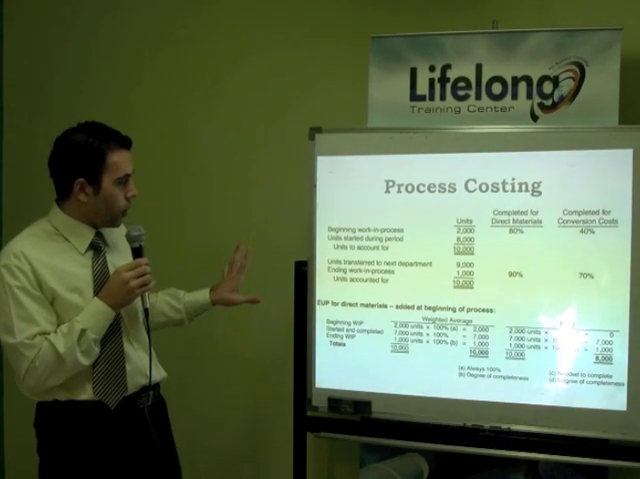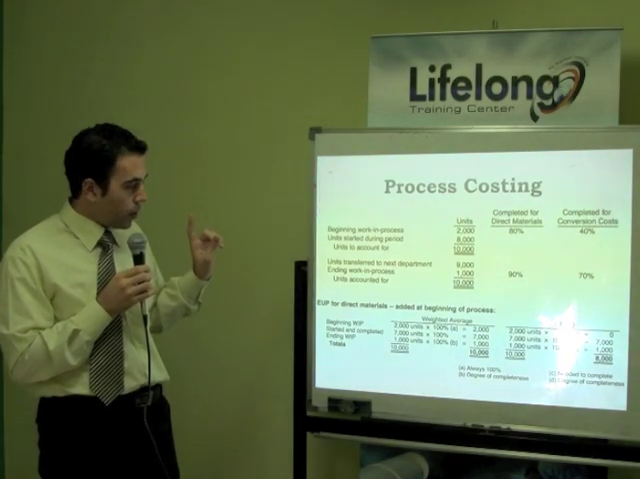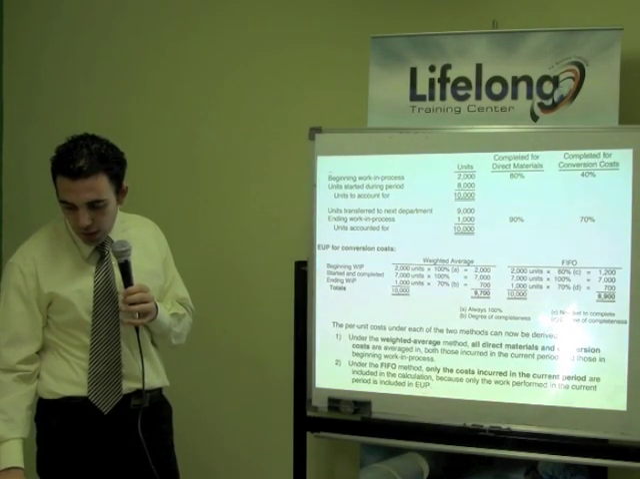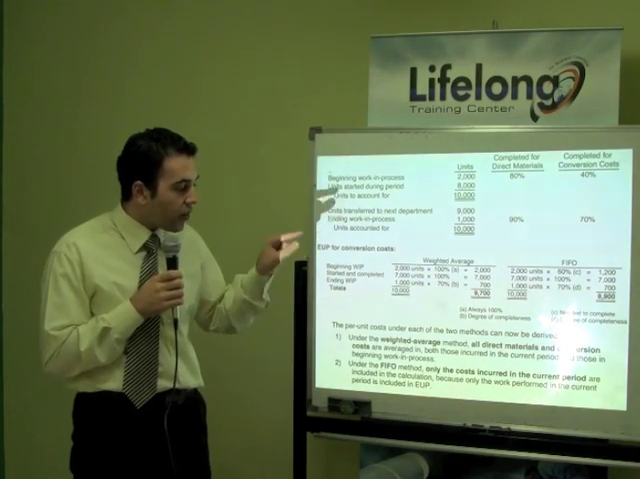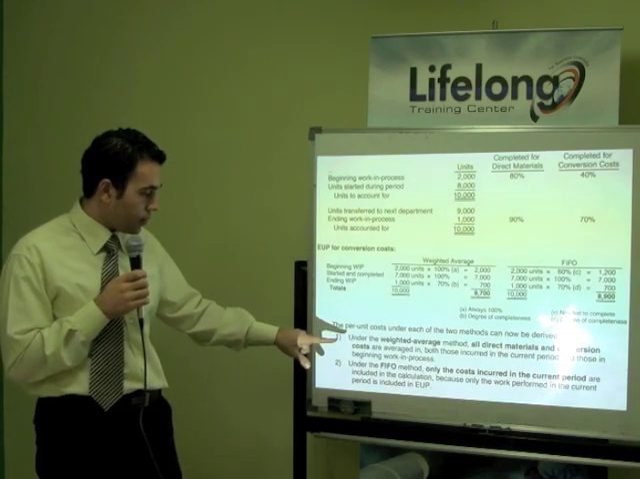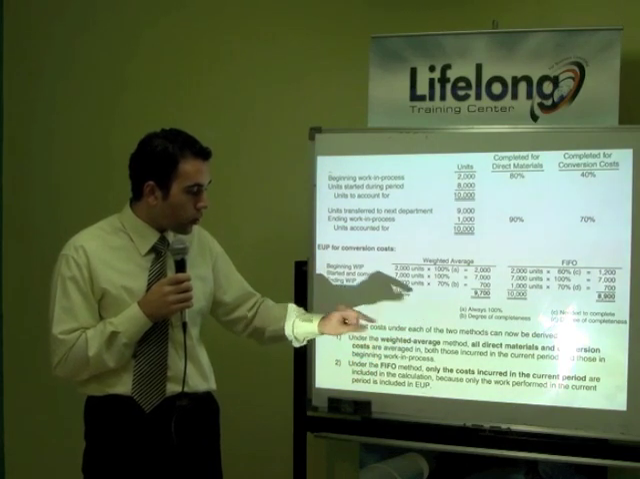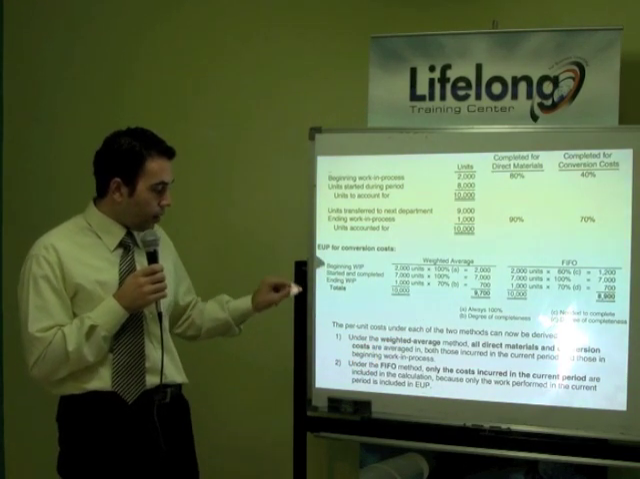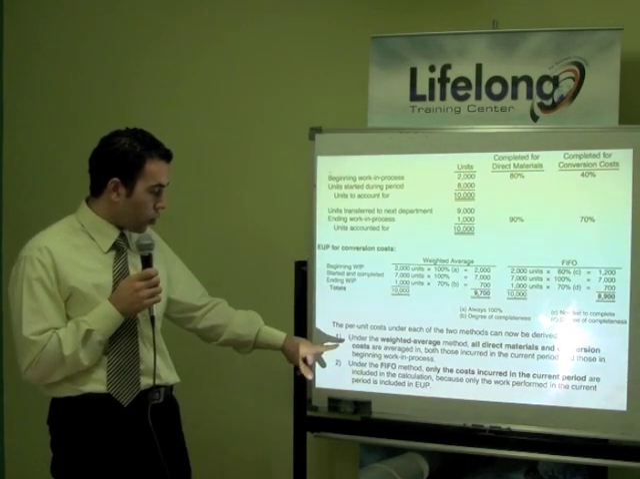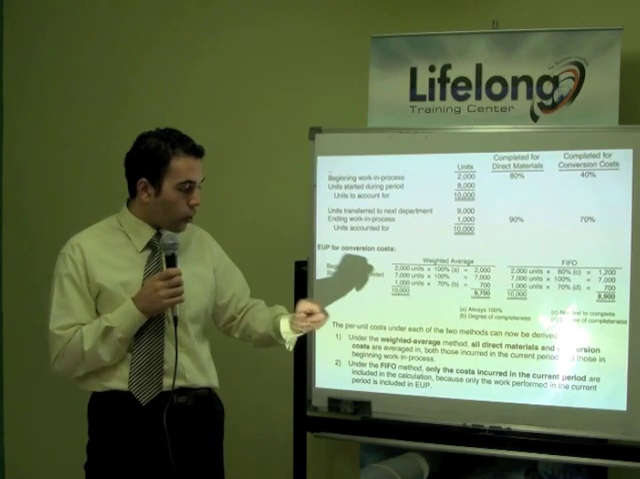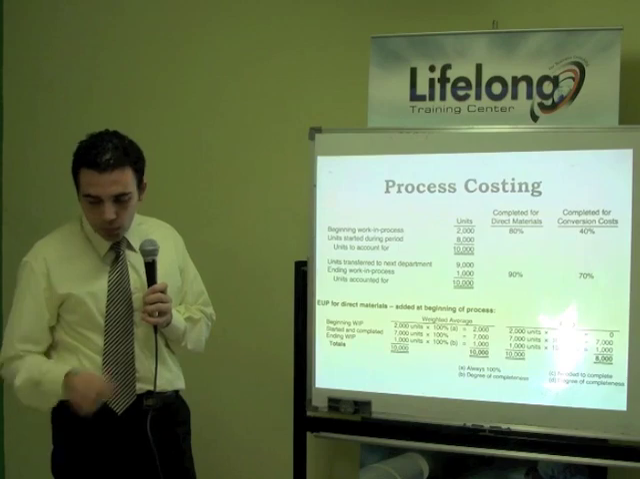So this is our example. The most important thing that you need to remember is this. Weighted average method will account for all direct materials and conversion costs. FIFO will account only for costs incurred in the current period. So weighted average will account for all the direct material and conversion cost. FIFO will account for only what? The current period. So let's go back to the example and see how we do it.